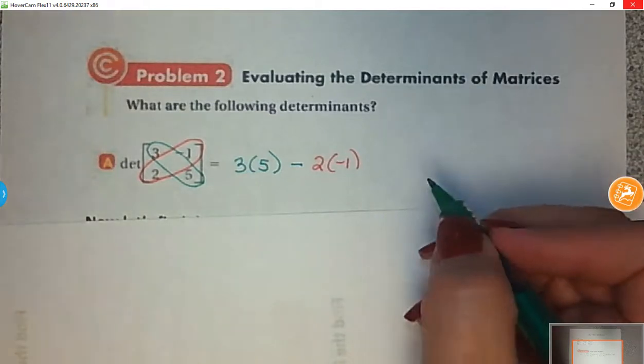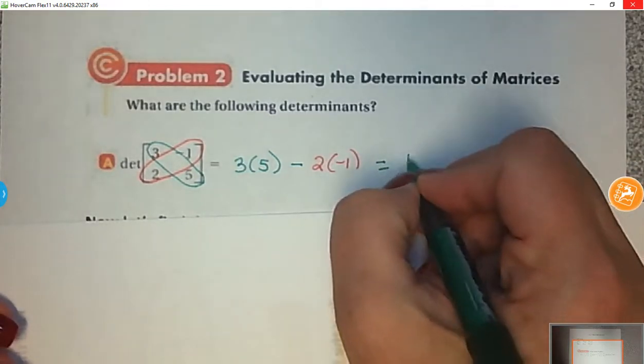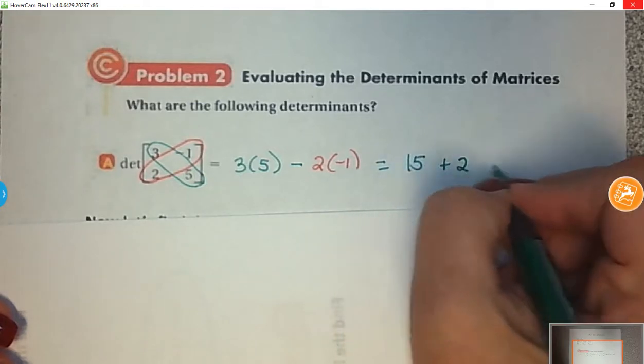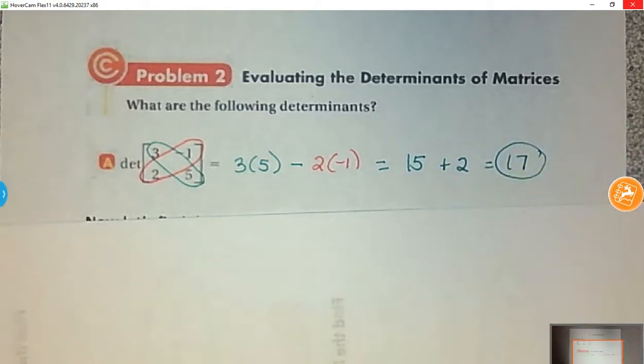You always subtract? Always. Yes, always subtract. So you get 15 plus 2 is 17. That is the value of the determinant. Okay? That's a pretty easy formula. 2 by 2s are not bad at all. Now 3 by 3s are more complicated. We are not going to get to that.